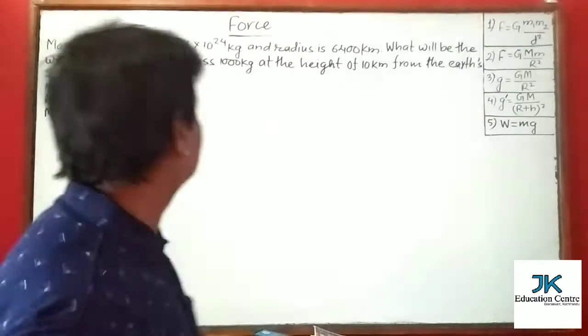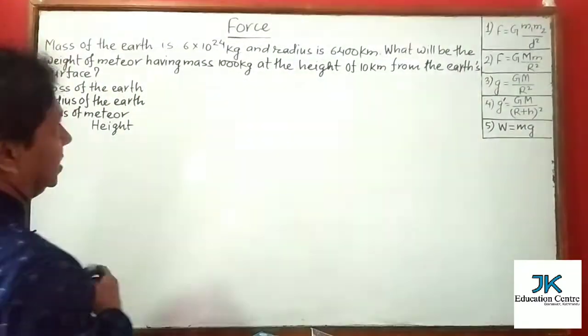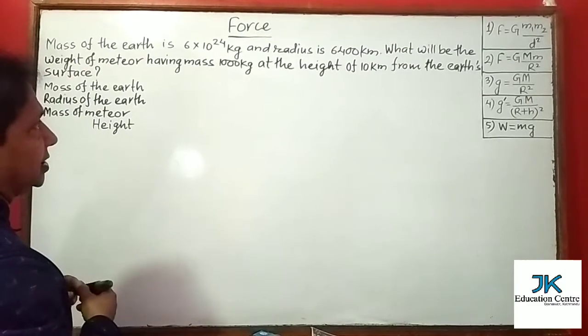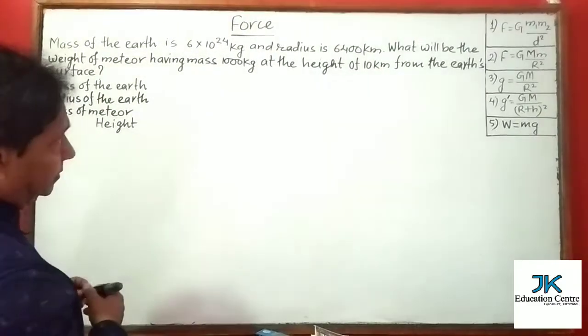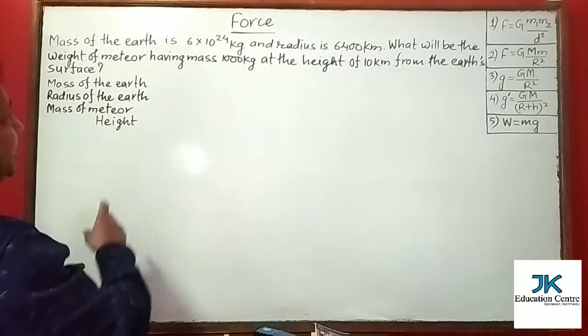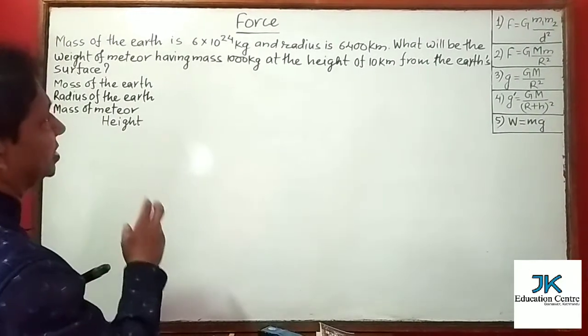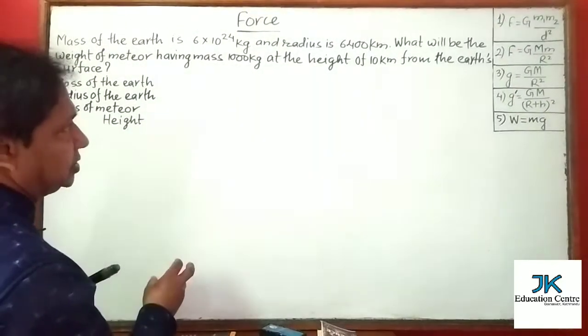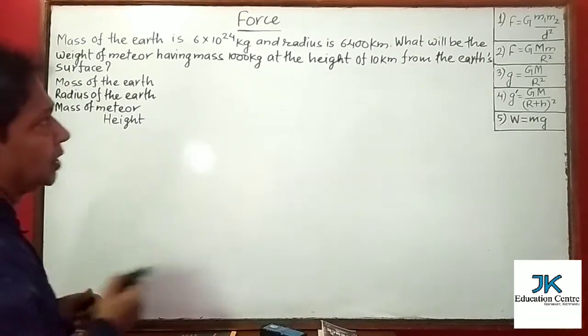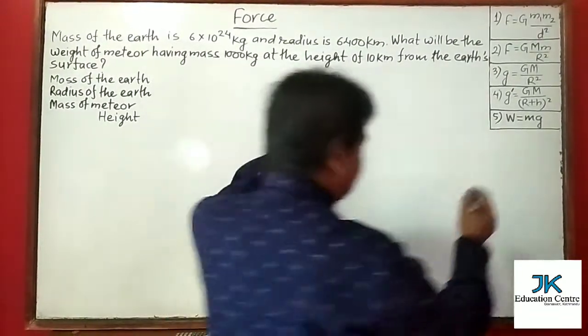Let's start with this. Mass of the earth is 6 into 10 to the power 24 kg and radius is 6400 kilometer. What will be the weight of a meteor having mass 1000 kg at the height of 10 km from the earth's surface? Now I want to show you the situation.